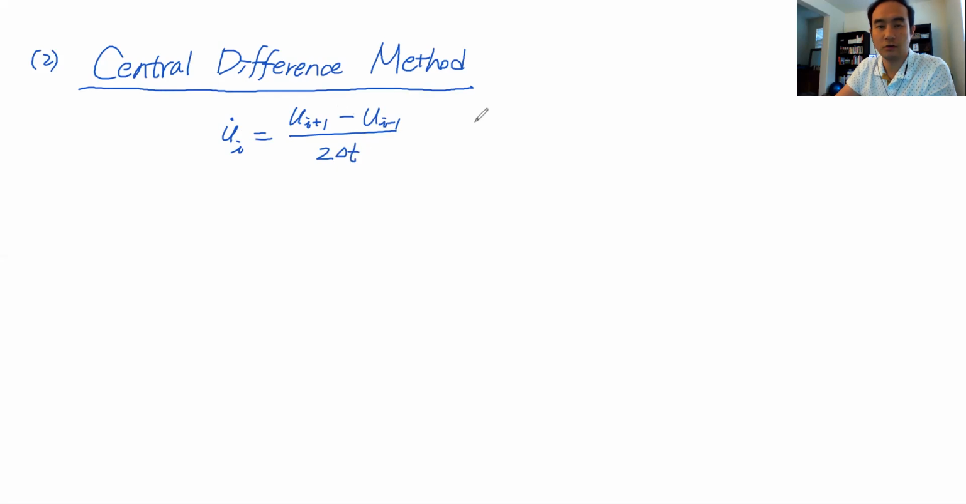And then u double dot i, this is the acceleration response. We express it in terms of displacement, u i plus 1 minus 2 u i, the current displacement, and then plus u i minus 1, over delta t square. Delta t is a time step, so it is kind of a given, or you determine it before you jump into the problem. So these are the key relationships.